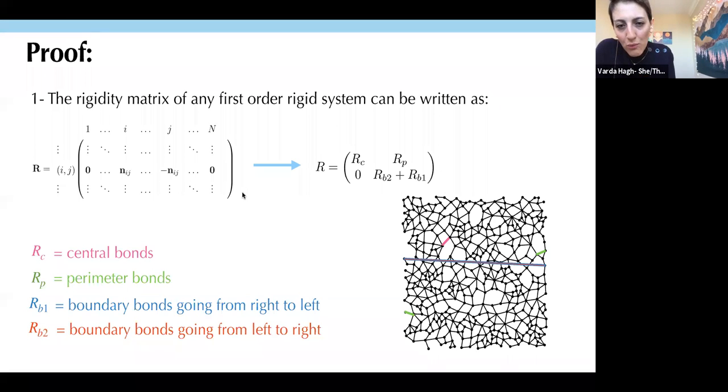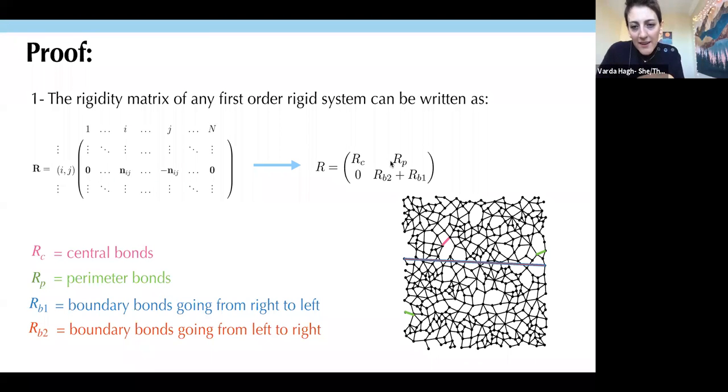So now you might ask, okay, this looks kind of arbitrary. Why are you breaking it like this? I'll show you later why. But for now, just imagine that I have gotten the rigidity matrix of a system and I break it into these blocks of matrices, where RC is all the bonds that are related to the central bonds. So anything like this hot pink bond or anything that's in the middle that is not attached to the boundary or is not going across the boundary, we can collect them all and rearrange them in a way that they're all in this block.